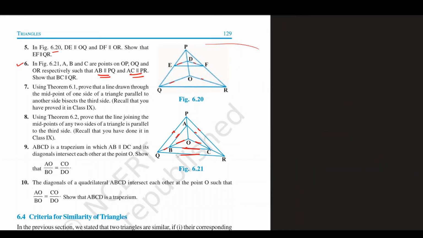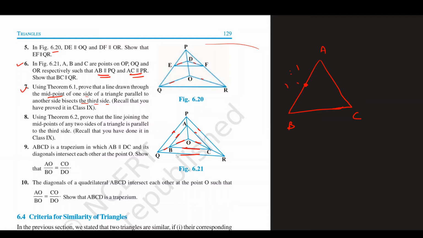Now we have this seventh question, which says that the line through the midpoint of one side, parallel to another side, bisects the third side. Prove that. We are given that in a triangle ABC, this is the midpoint. So this is the midpoint. The ratio here is 1:1.